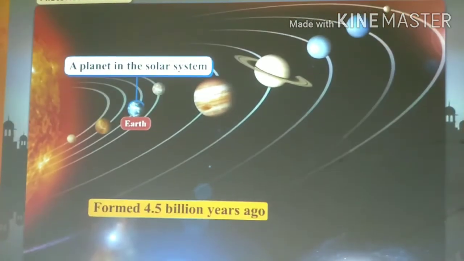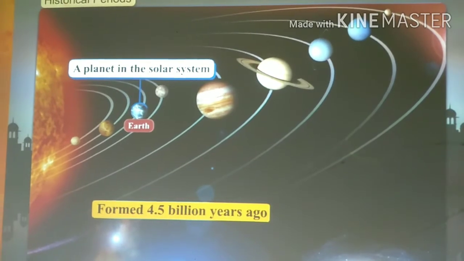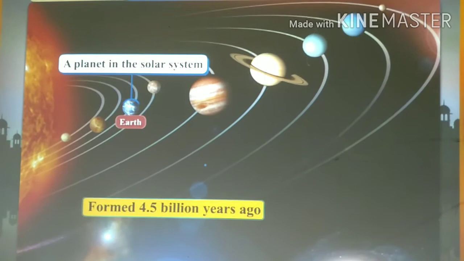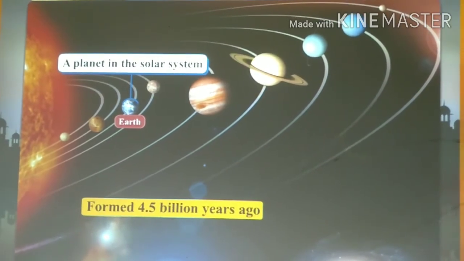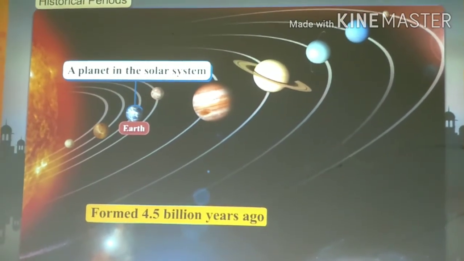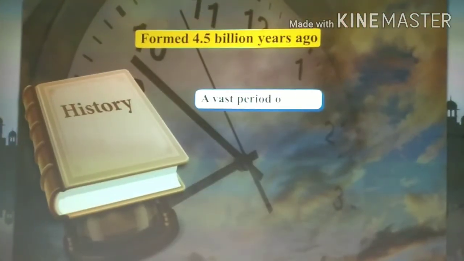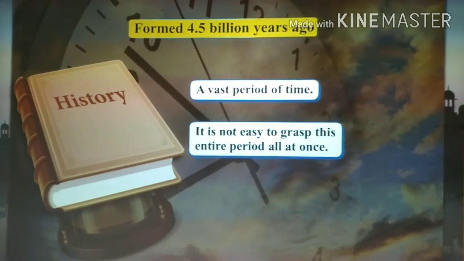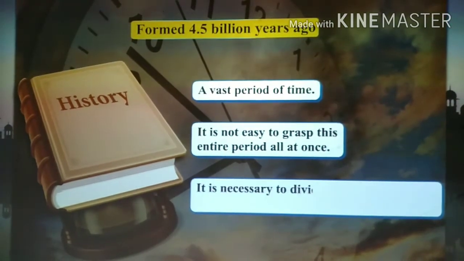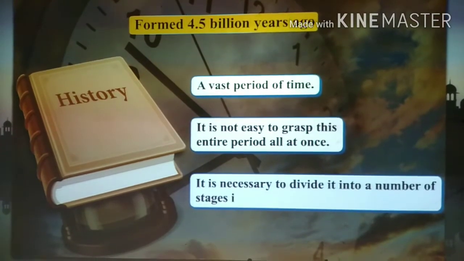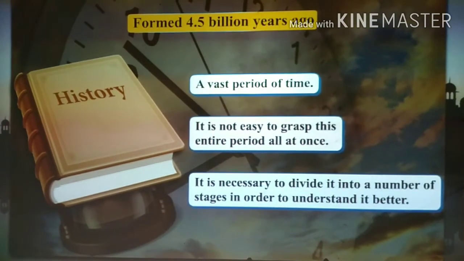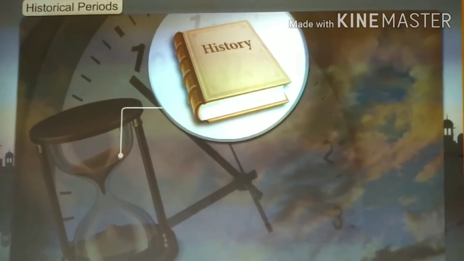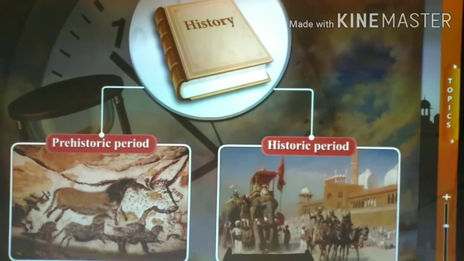Our Earth is a planet in the solar system. So, it is presumed that the Earth was also formed 4.5 billion years ago. The span of 4.5 billion years since the Earth's formation is a vast period of time. It is not easy to grasp this entire period all at once. It is necessary to divide it into a number of stages in order to understand it better. Therefore, the time in history is divided into two main periods: prehistoric period and historic period.